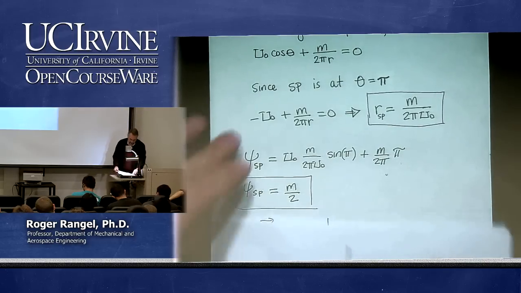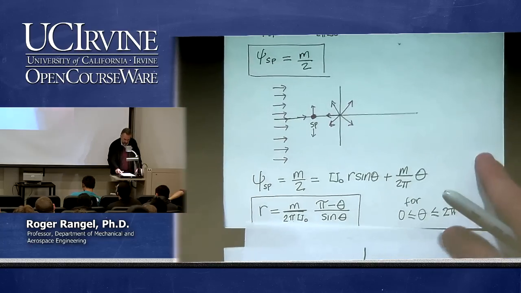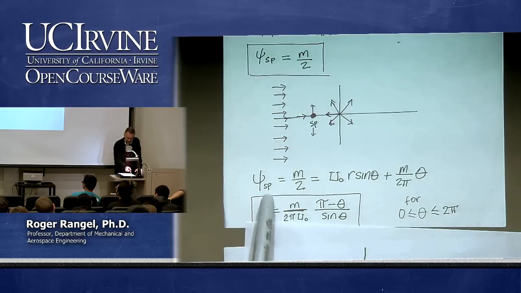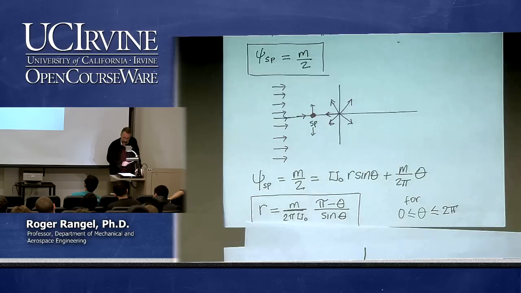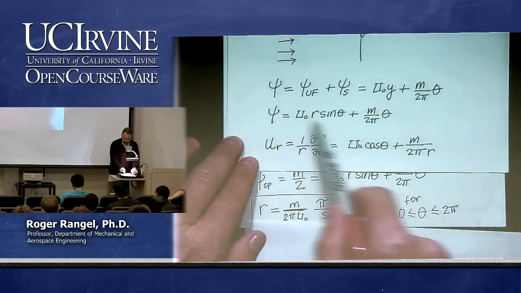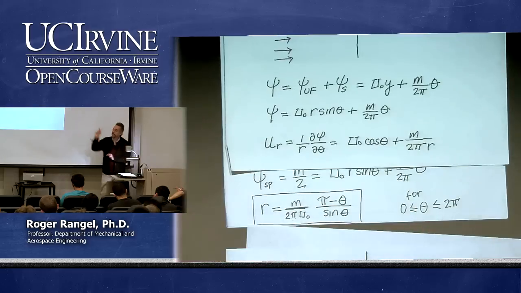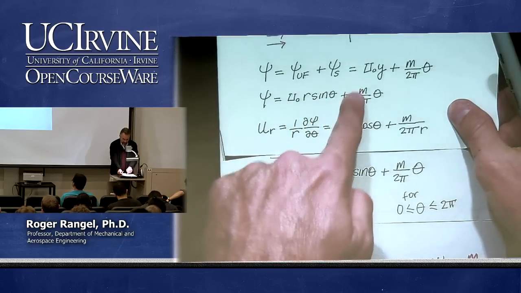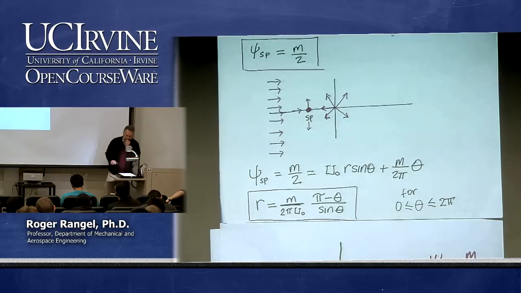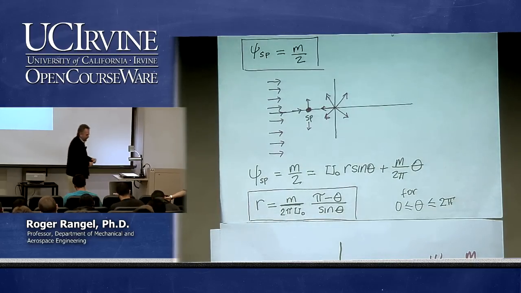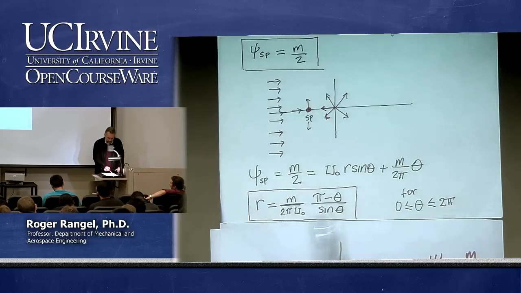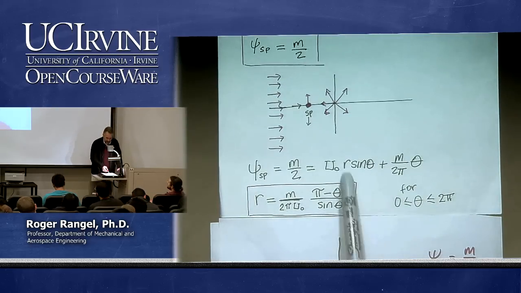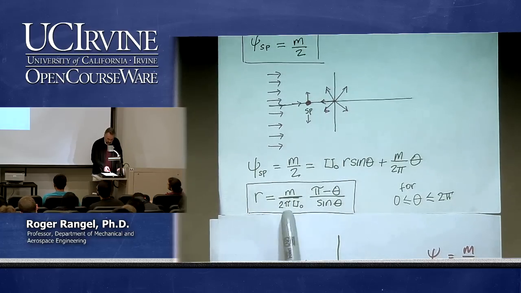So if I now take the value of the stream function that I just found at that point, which is m over 2, I set it equal to the entire stream function. So all I'm saying is I'm taking this expression that I found earlier for the stream function and setting it equal to m over 2. So there it is: U naught r sine theta plus m over 2 pi theta is all right there. But I'm setting that equal to m over 2. Let's see what happens if we do that. Solve for r. Then we get r equals m over 2 pi u naught times pi minus theta over sine theta.